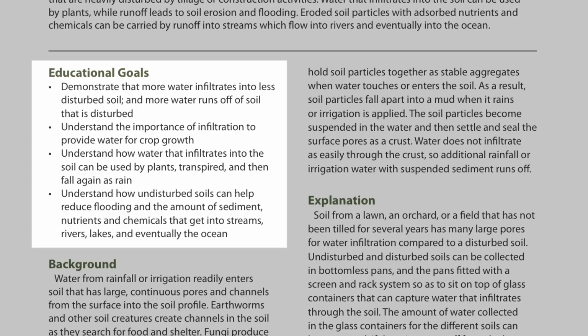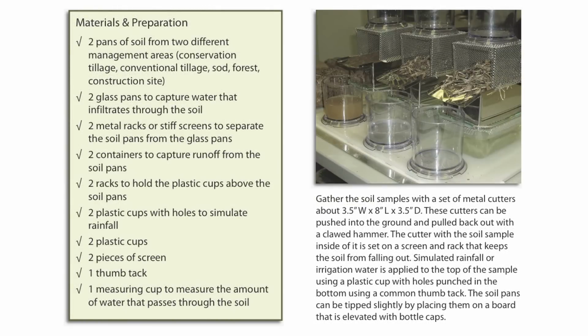Understand how undisturbed soils can reduce flooding and the amount of sediment, nutrients, and chemicals. So what happens when we get sediment in our runoff water that gets into our streams and ponds? They're usually the highest in nutrients such as phosphorus and some of the other nutrients that come with it.